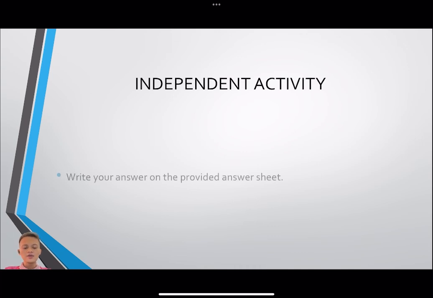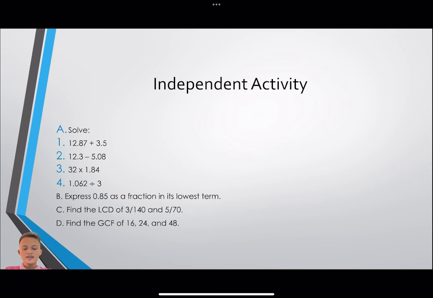Write your answer on the provided answer sheet. So, dito, nasa inyong answer sheet yung inyong mga given, and then you are going to write your answer. So, we are going to solve the following. 12.87 plus 3.5, 12.3 minus 5.08, 32 times 1.84, and 1.062 divided by 3. And then, for letter B, you are going to express 0.85 as a fraction in its lowest term.